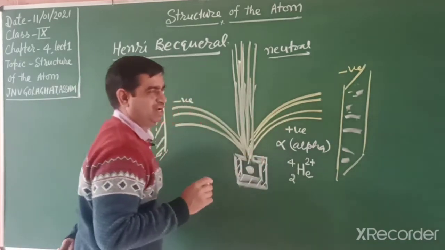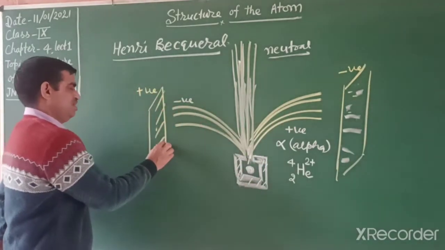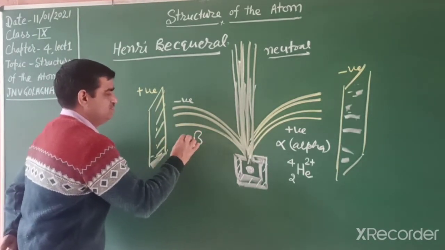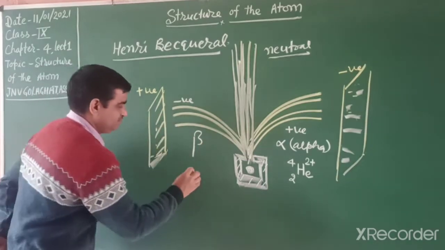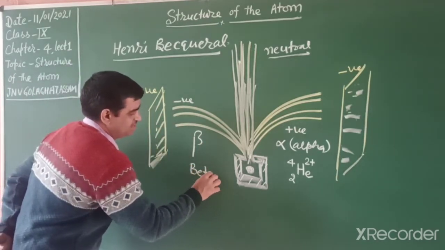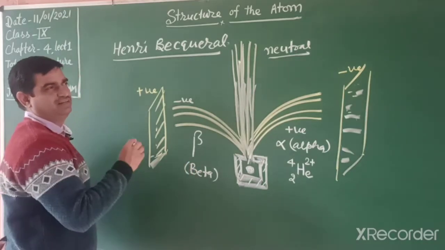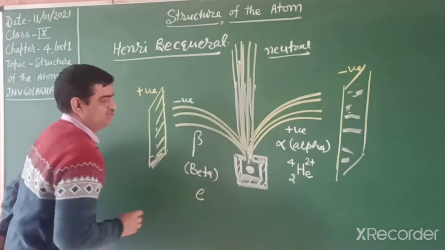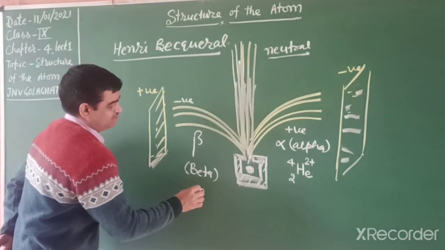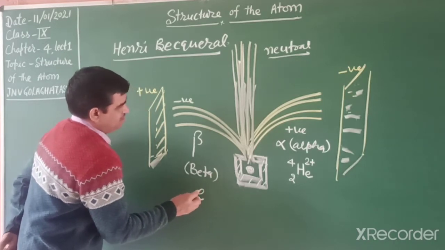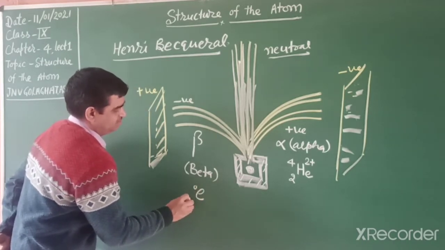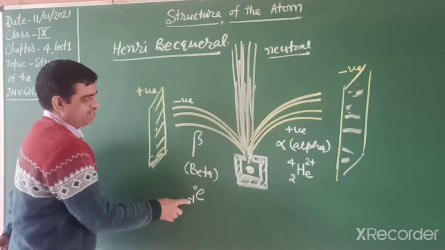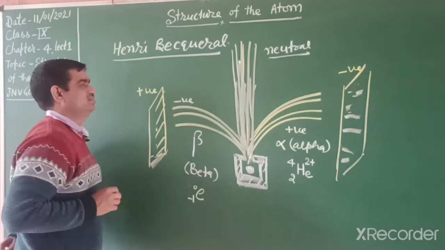It is positively charged. When those substances move towards the positive plate, they are negatively charged, and are known as beta particles. Beta particles are high energetic electrons. Its mass is 0 and its charge is -1. So beta is represented like this, 0, -1, because it is a high energetic electron.